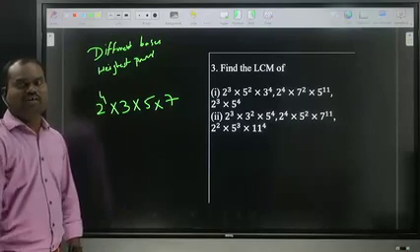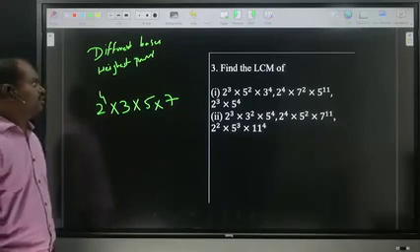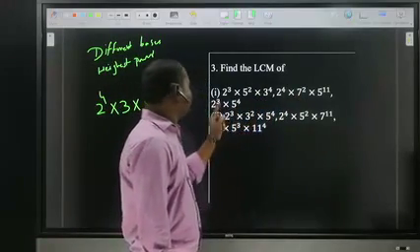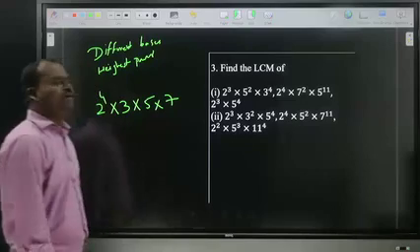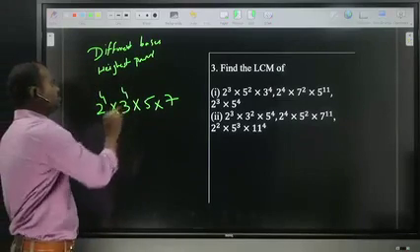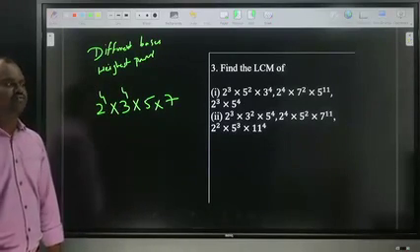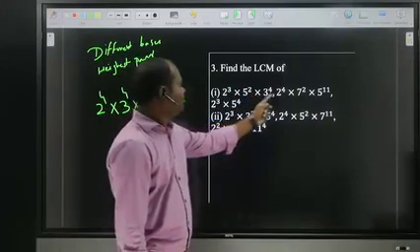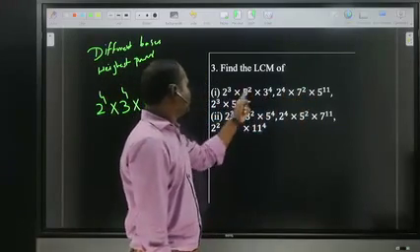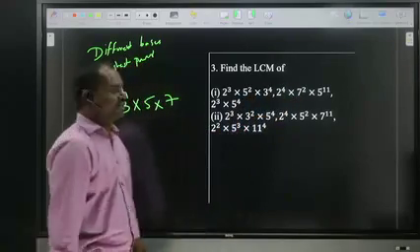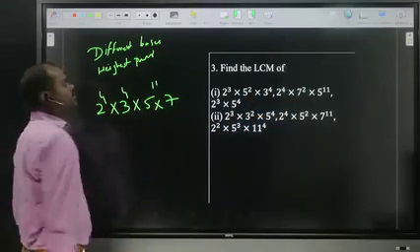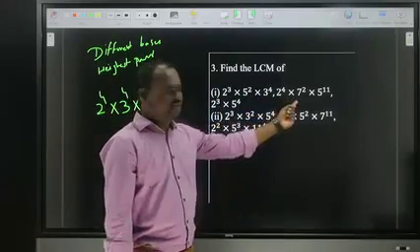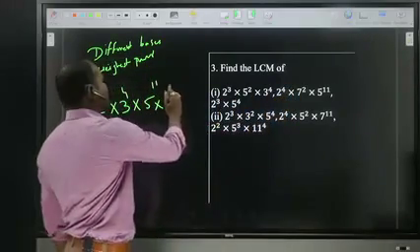Next, observe for 3. Here 4, here not there, here also not there. For 3, the highest power is 4. Next, observe for 5. Here 2, here 11, here 4. What is the highest power? 11. For 7, the base 7 is only there, with power 2. That is the answer.